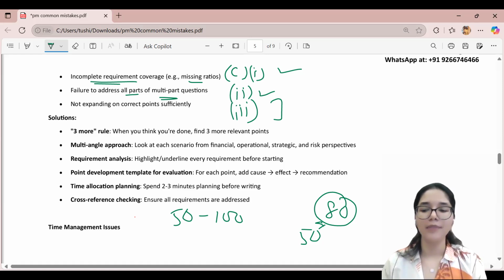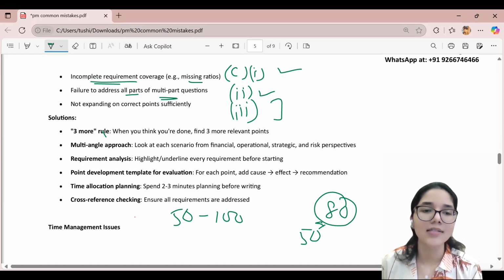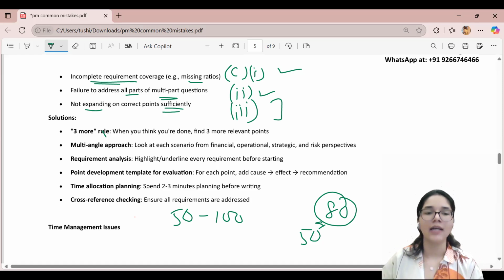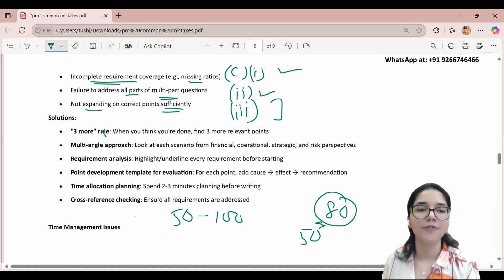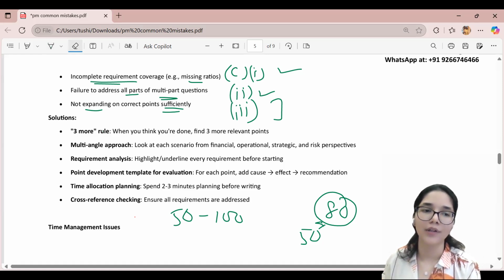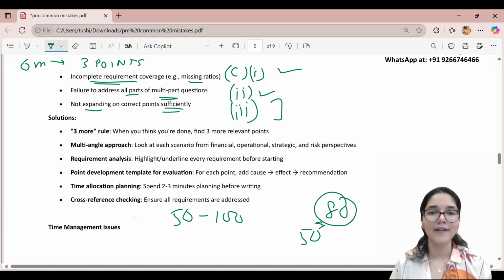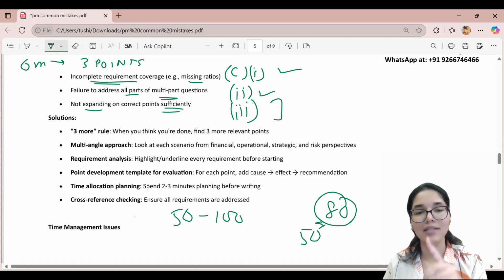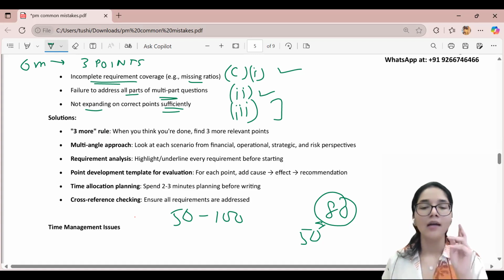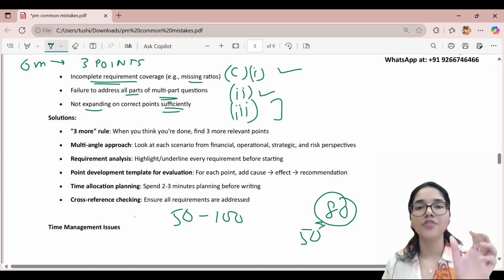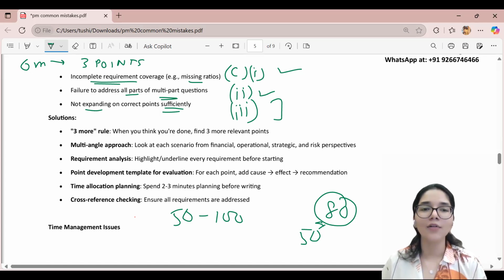And one more problem that I face in the analysis questions is you people do not expand the correct points sufficiently. Whenever you are given the marks allotted to a particular requirement, let's suppose it is a 6 marker where they have asked you to give 3 points specifically, that means 6 marks are available in total and I have to write 3 points. That means per point I have 2 marks. Now, when you are writing a point worth 2 marks, it should look like you're writing a point worth 2 marks. How will it look like that?